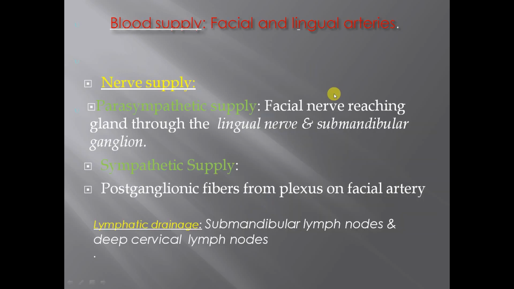Coming on to the blood supply, the facial and the lingual arteries. Nerve supply: the parasympathetic supply by the facial nerve reaches the gland through the lingual nerve and the submandibular ganglion, while the sympathetic supply is through postganglionic fibers from the plexus on the facial artery. The lymphatic drainage is through the submandibular lymph nodes and the deep cervical lymph nodes.